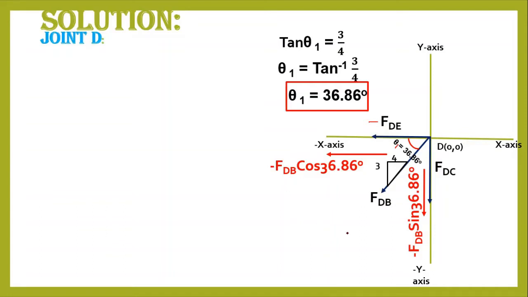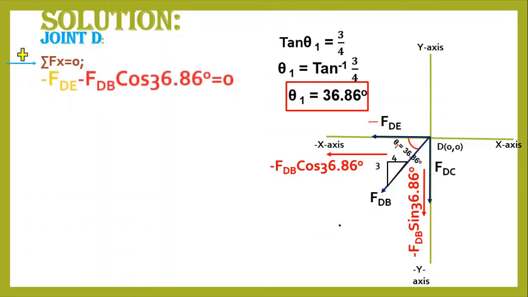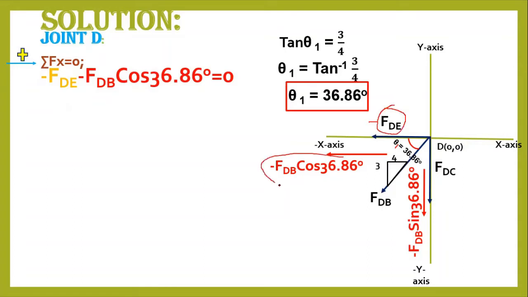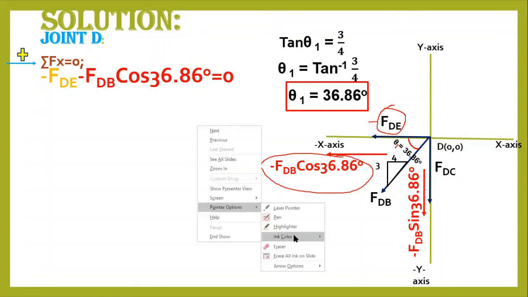So we have to sum up the horizontal forces, then the vertical forces. First we sum up the horizontal forces. Summation of Fx equals 0, so minus FDE minus FDB cos 36.86 degrees equals 0. You can clearly see here, this is FDE, the horizontal force, and this one is also a horizontal force. We don't know the values of FDE and FDB, so we are going to call this equation number 1.